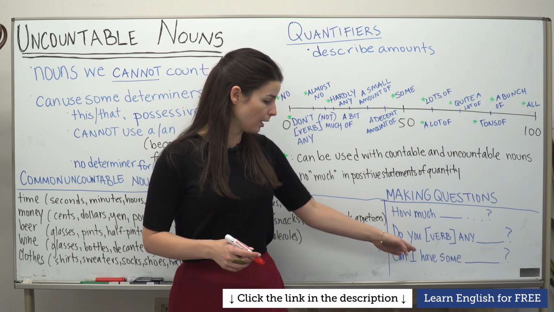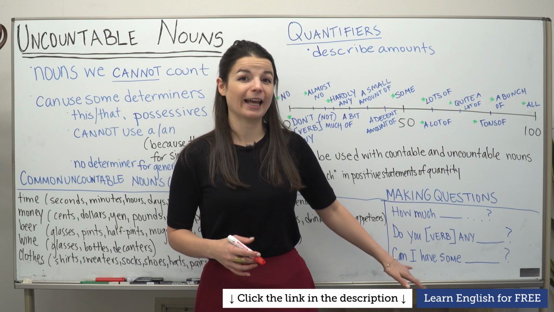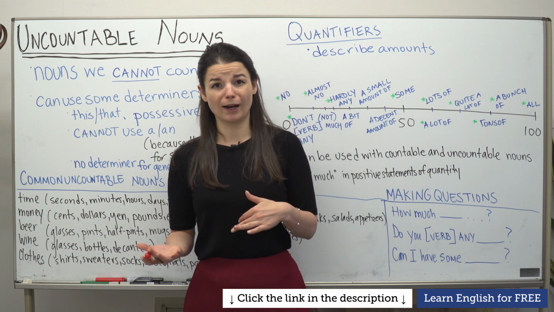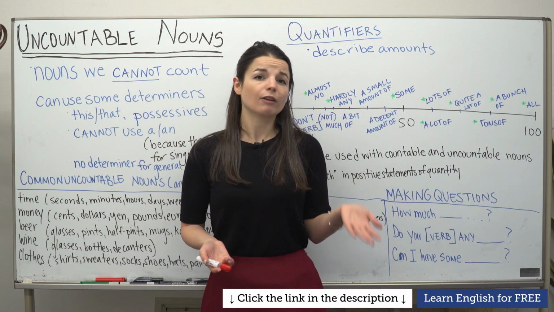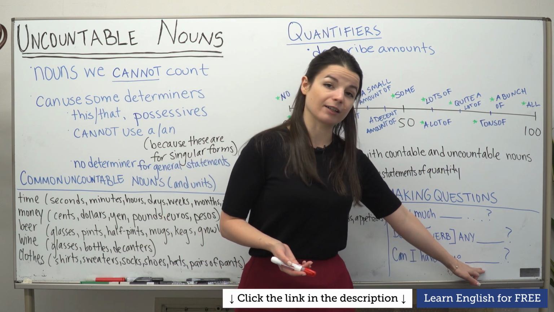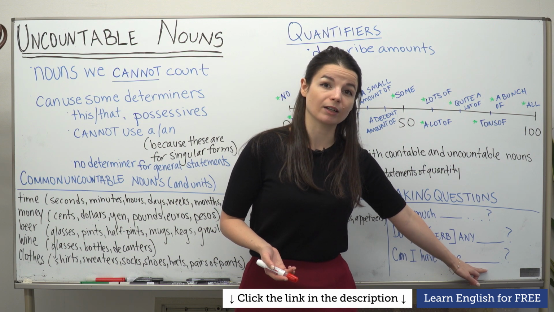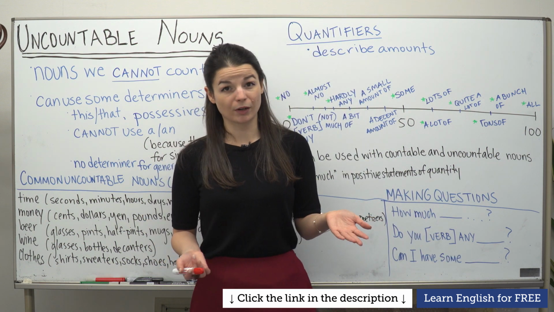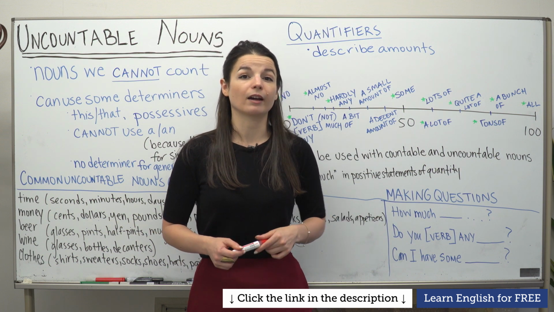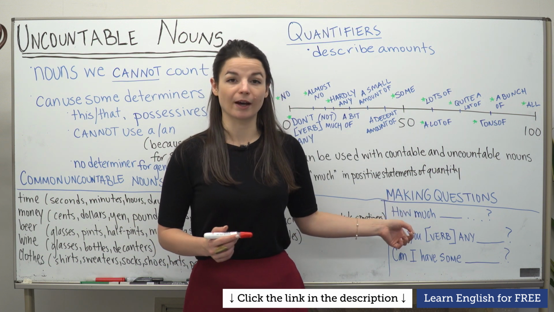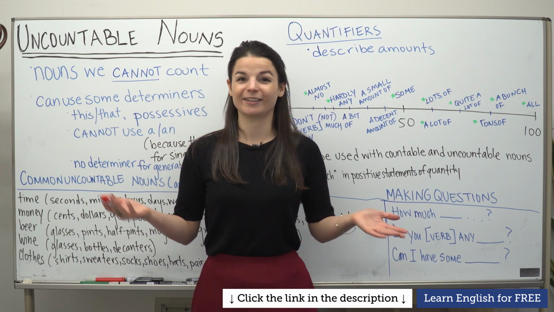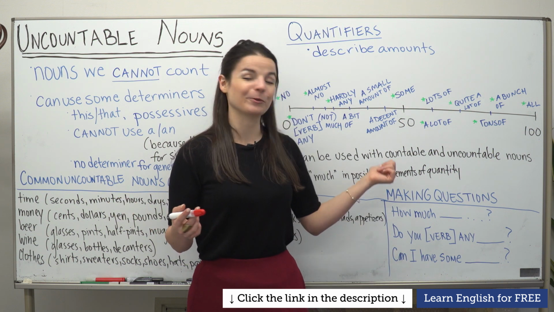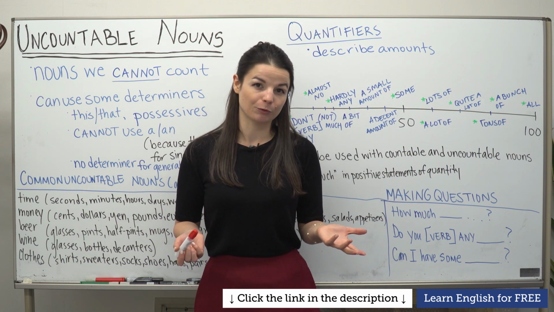Another common pattern would be a request. So can I have some blah, blah, blah? Can I have some wine? Can I have some food? Of course, you can use a unit here if you like, if you want to be specific, but if you want to be general, like can I have some more time on this project, we can use an uncountable noun in this sentence pattern as well. Of course, there are many different sentence patterns, but these are a few questions that might be helpful for you.